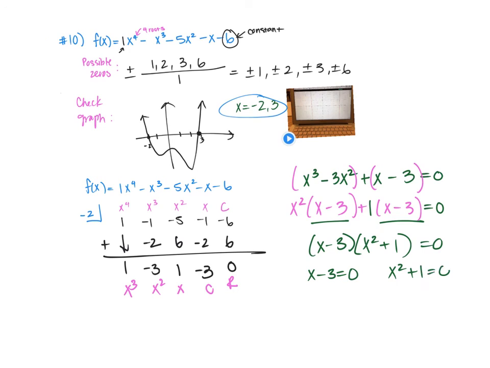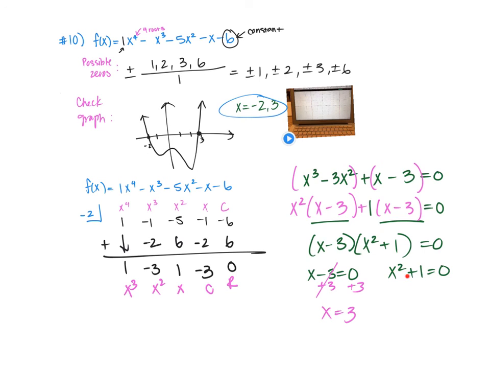And you will notice the first one's pretty easy. If you just add 3 to both sides, you'll realize x equals positive 3. But hang on, I already knew that x equals positive 3. So I don't need this answer because I already knew that was one of the answers. What I really need to solve is this one here.